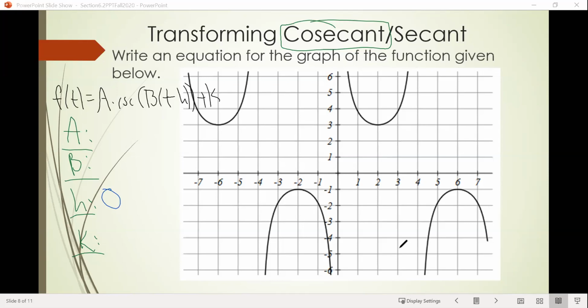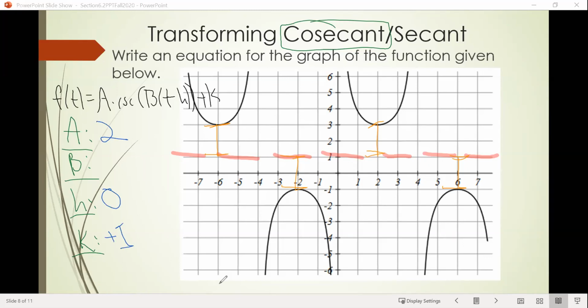Next thing that might be easiest to find is where the midline is. Recall, that's going to be a line that goes through the middle of the function, which in this case looks like that would be right here at positive 1. So it looks like each piece is 2 units above that and 2 units below. So that will make sense as our midline. So we see that our value for K there will be positive 1. The value for A will be the distance we go above and below that, which is 2 units.